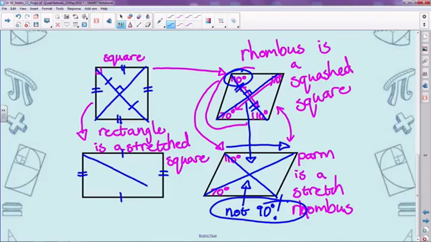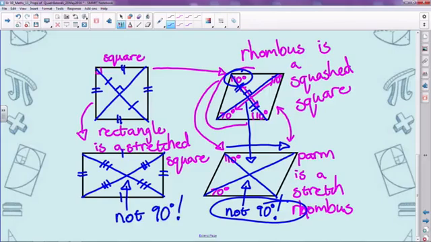Well, are the diagonals still equal to each other? If you draw any rectangle, you will find that yes, this side is equal to that side, and this side is equal to that side, so the diagonals are equal to each other and they bisect each other. But did you notice that the angle in the middle is not 90 degrees?